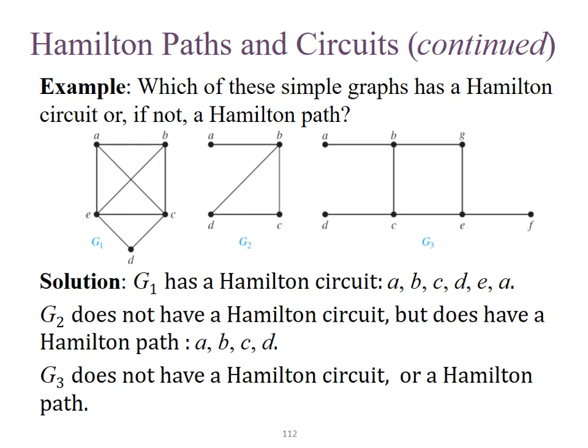How about this one? A, B, G, E, C, D. So in this case, we cannot visit all vertices. How about F, E, G, B, C, D? Okay, there's always one vertex we cannot visit. So there is no Hamilton path or Hamilton circuit.